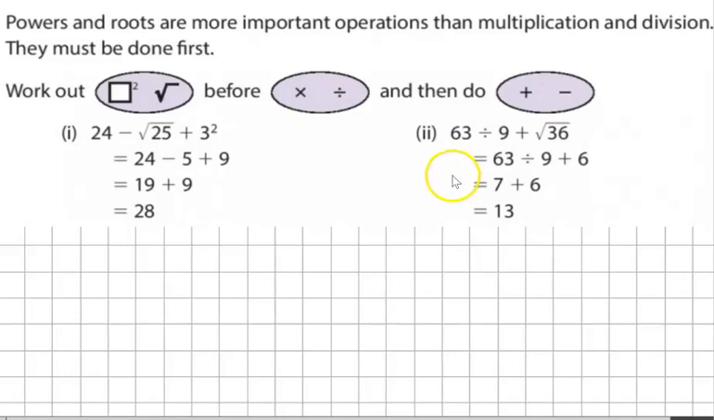In another example, if we have 63 divided by 9 plus the square root of 36, we start off with the square root, because remember we always do the powers or the square root first. So the square root of 36 is 6. So we're going to have 63 divided by 9 plus 6. And then we're going to do the division part. So 63 divided by 9 is 7. And then 7 plus 6 is 13.